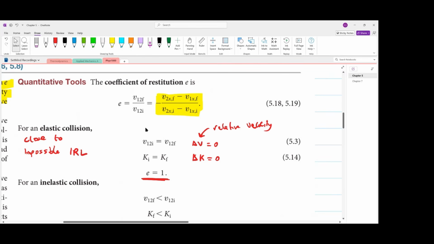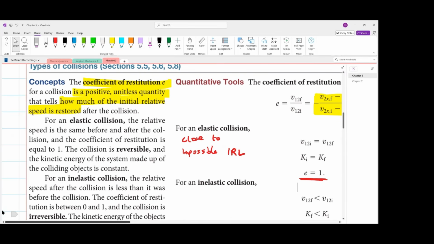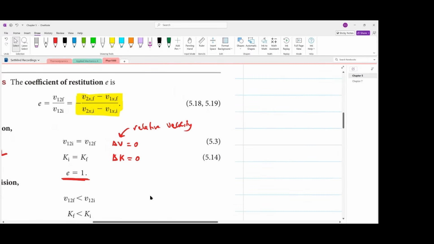And this is what we treat a lot in theory. We assume elastic collisions a lot, but it doesn't actually happen in real life, right? When you have an elastic collision, it is classified as reversible. So an elastic collision is reversible and the kinetic energy is constant. I hope that makes sense. Now, what you must also understand is that the individual velocities can still change, but the relative velocity is going to stay constant.